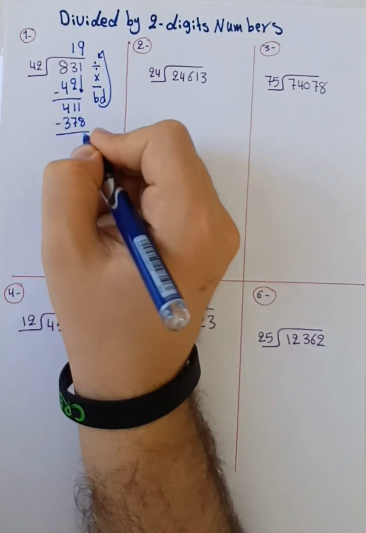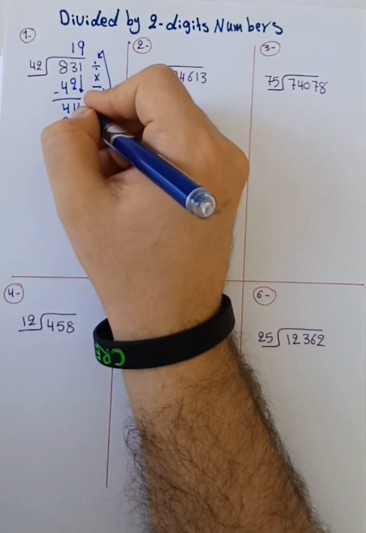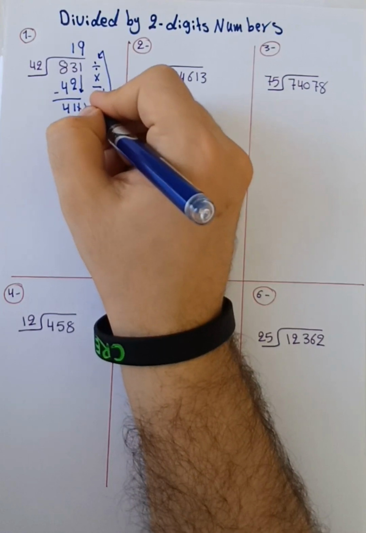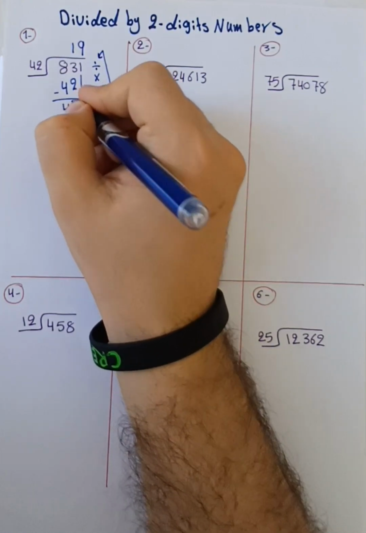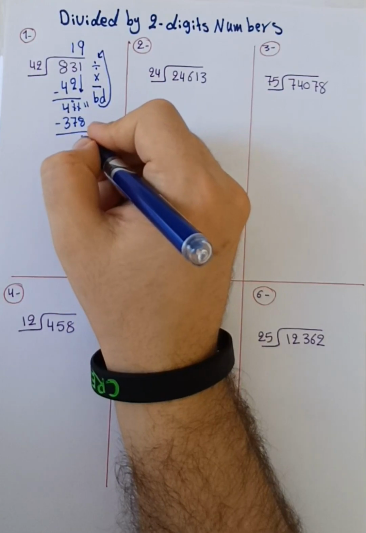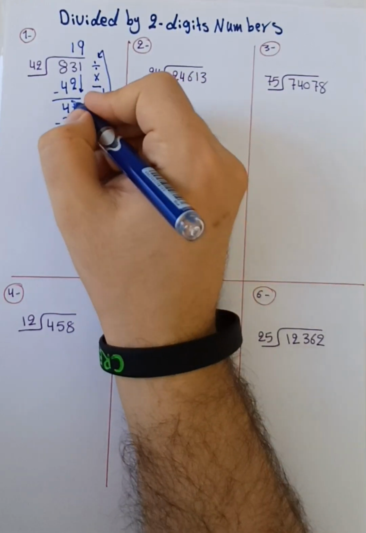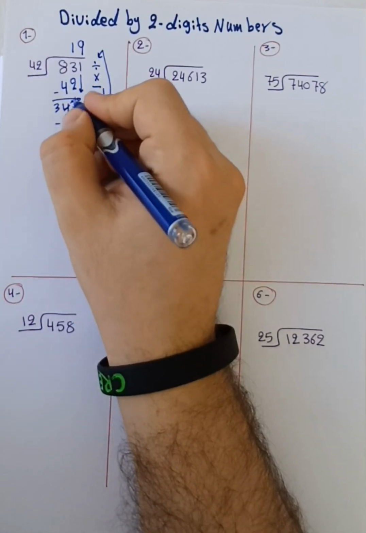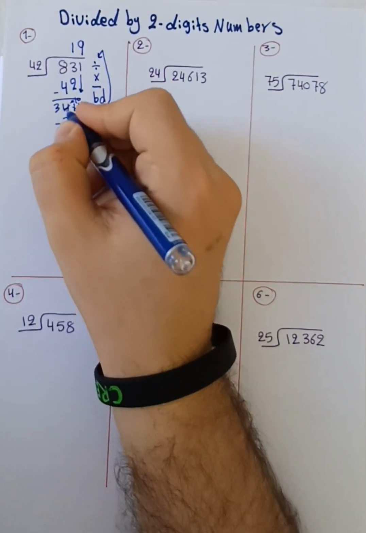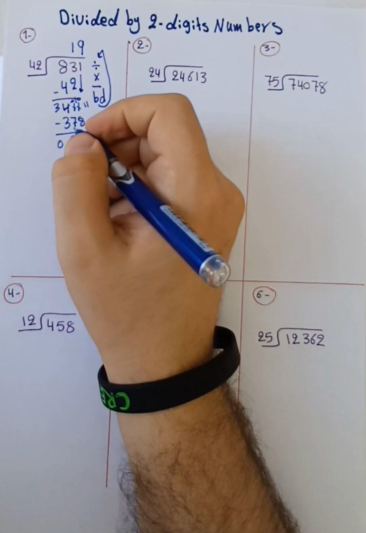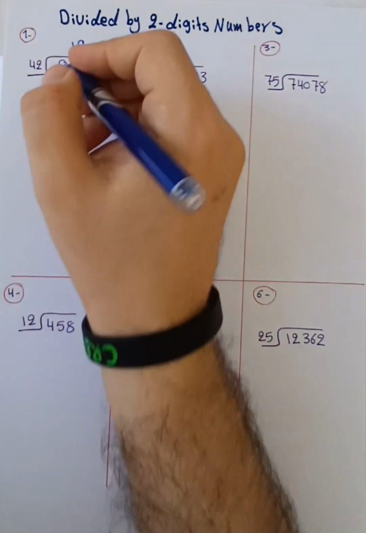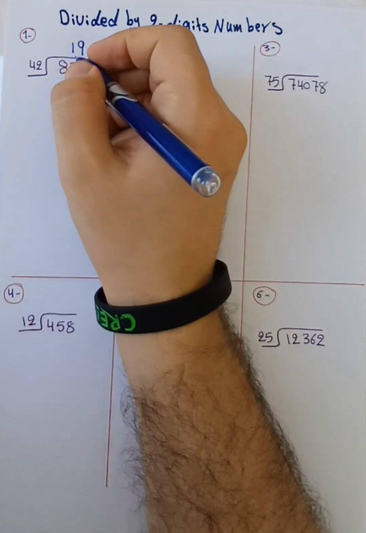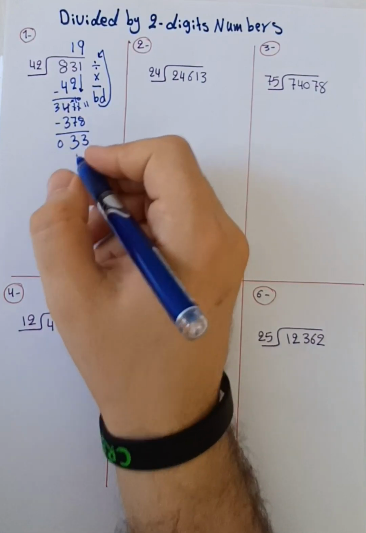378, and then you have to subtract. This one becomes 11, and this one becomes 0. 11 minus 8 is 3, and this 0 becomes 10, and this 4 becomes 3. 10 minus 7 is 3, and 3 minus 3 is 0. So the quotient is 19, and the remainder is 33.